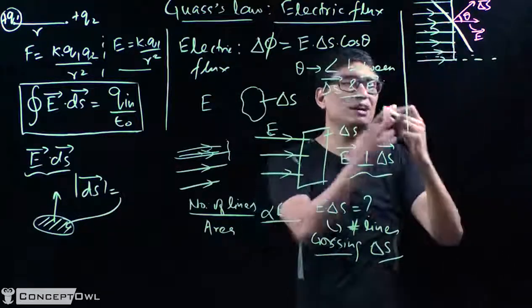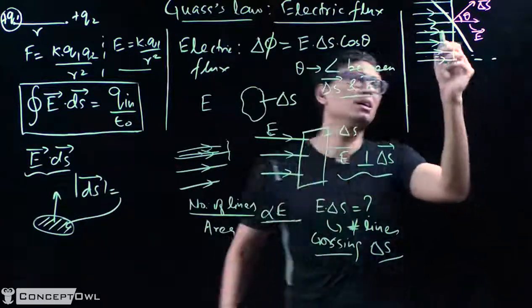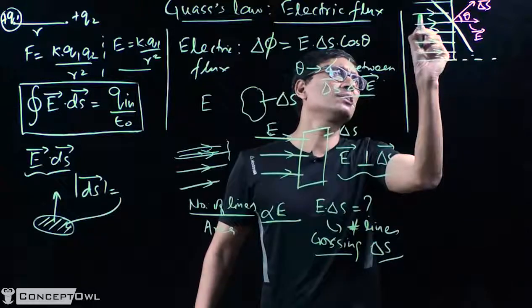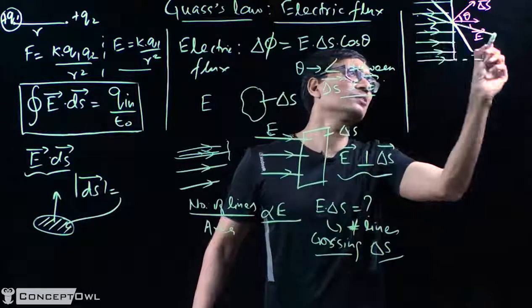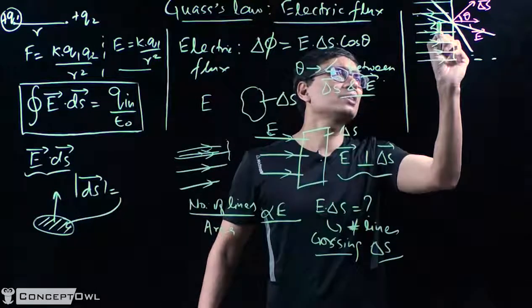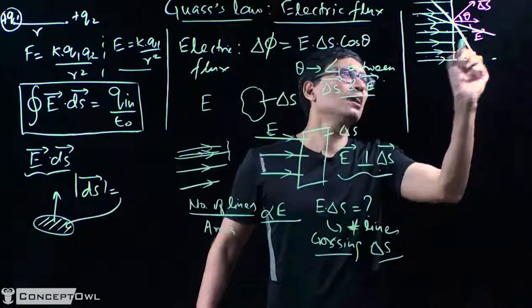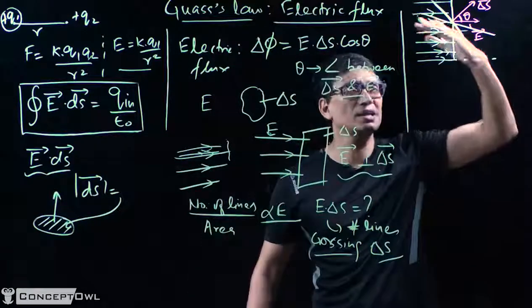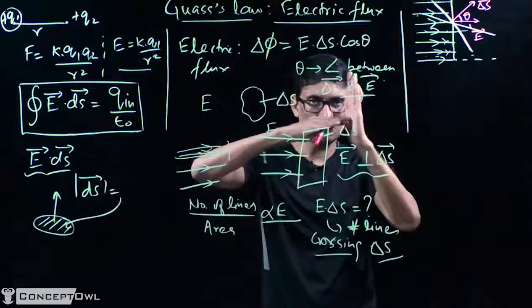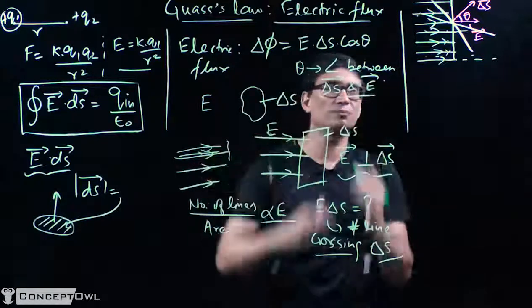Let's say theta is larger, and I were to further move it like this, and make it something like this. Now this line is crossing, this line is crossing, this line is crossing, right? But now this line is not crossing, this is also not crossing. So now the number of lines crossing my area is going down. Same thing, more, less, and finally it becomes 0, right?